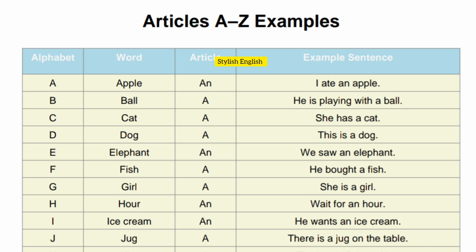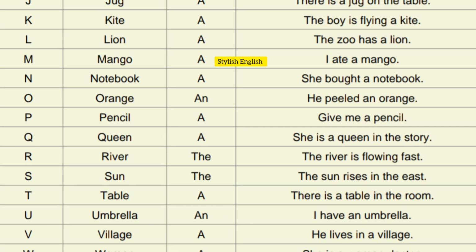So friends, you just learned articles a, an, the with all 26 alphabets, A to Z.